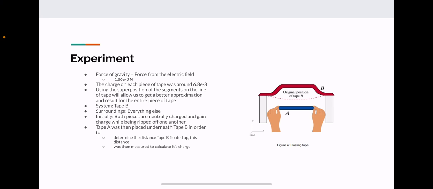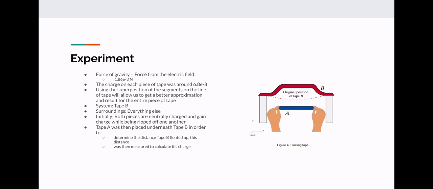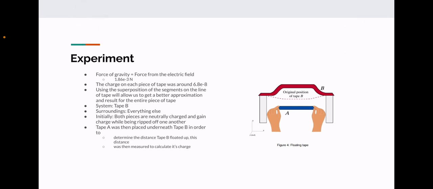The experiment consisted of using the force field, which is shown here, and the charge on the tape was around 6.8 times e to the negative 8. Using the superposition of these segments on the line will give us a better approximation for the entire tape.